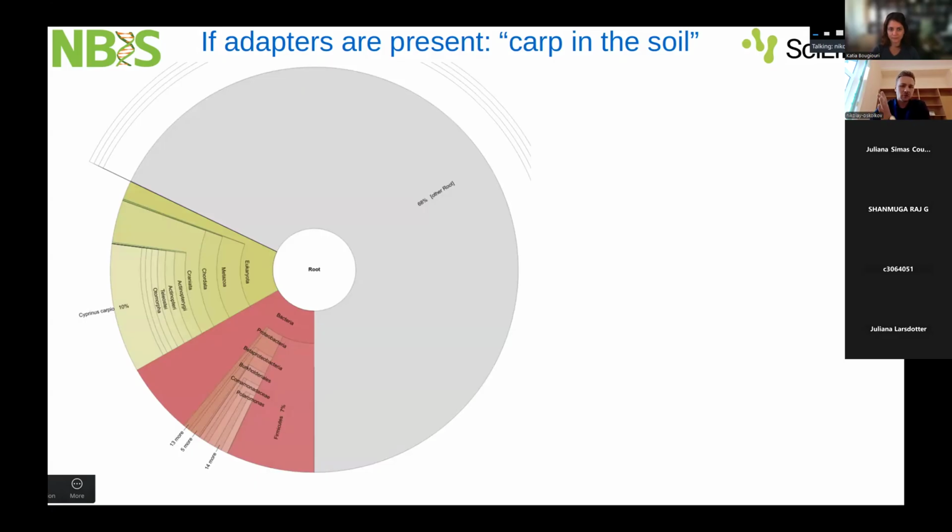Let's pretend I don't know this. Let's do just quick profiling in metagenomic fashion and see what kind of organisms I detect. And often, well, not often, but sometimes I detected this strange organism, Cyprinus carpio, which is a fish. So how come you can get a fish?